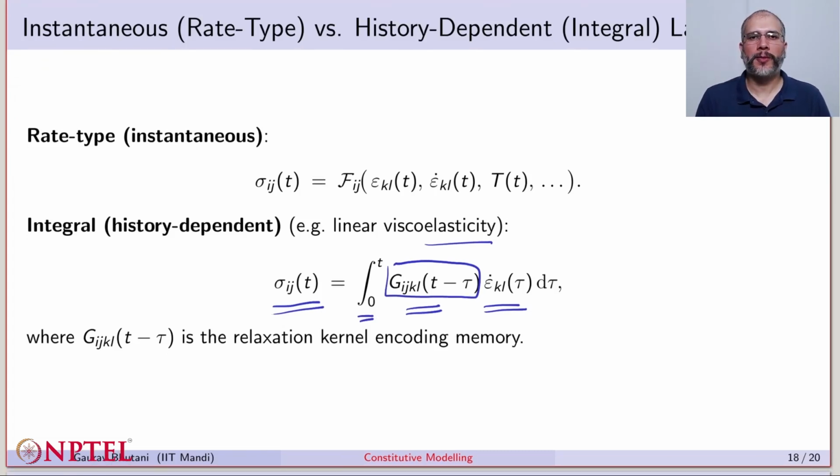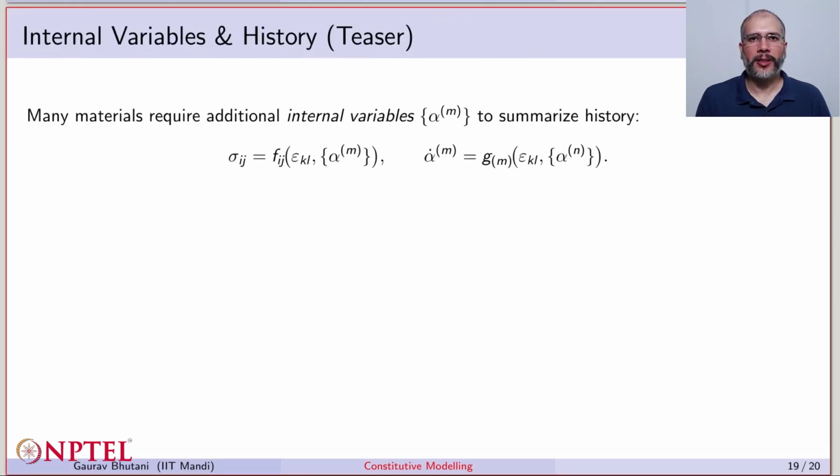So we'll talk more about viscoelasticity in greater detail when we talk about viscous models in 2 lectures from now. And as I said, we can incorporate the effect of history through internal variables, which are alpha m's, where the index m denotes the number of internal variables.